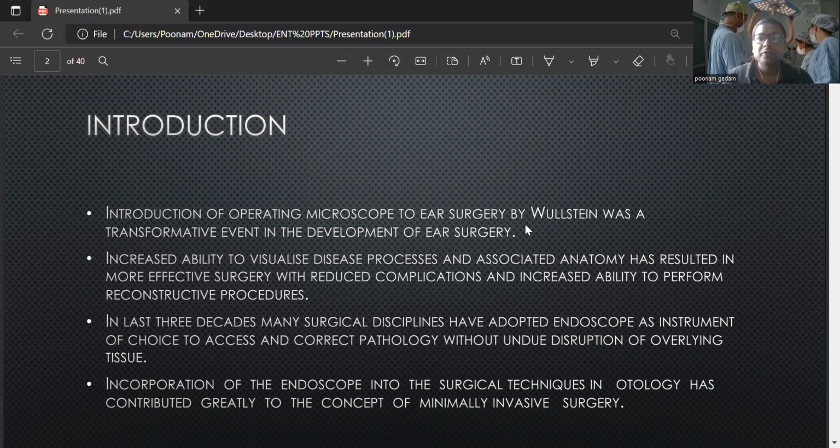Introduction of the operating microscope to ear surgery by Wullstein was a transformational event in the development of ear surgery. Increased ability to visualize the disease process and associated anatomy has resulted in more effective surgery with reduced complications and increased ability to perform reconstructive procedures. In the last 3 decades, many surgical disciplines have adopted the endoscope as an instrument of choice to access and correct pathology without undue disruption of the overlying tissue.